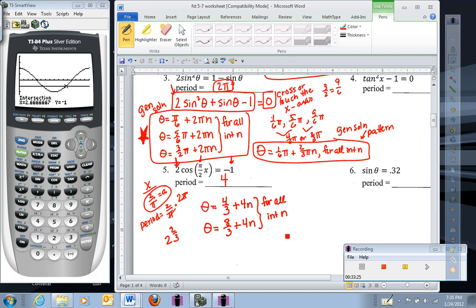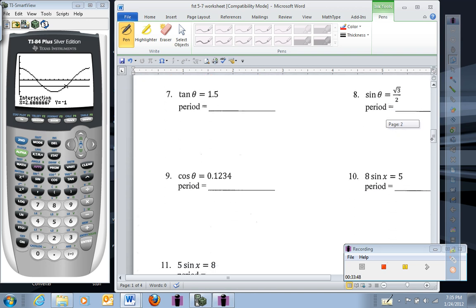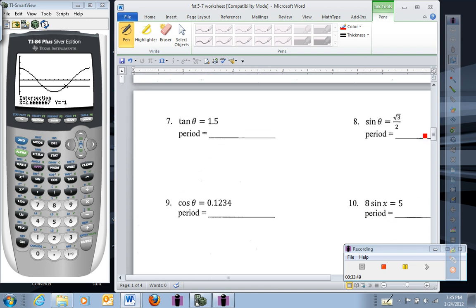So this one doesn't have any pi involved in it because the period was just 4. But once we get that period figured out, and we get the solutions figured out, we're going to add multiples of 4 to it each time. So 4 times 1, 4 times 2, 4 times -1, and so on. Okay, it's time to go to page 2, number 7. The tangent graph. We haven't looked at any tangent ones yet, have we?